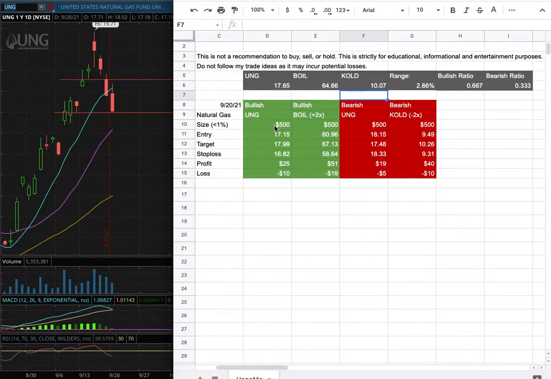My long entry is at $17.15, and that is this range there. My sell target is at $17.99. My stop loss is at $16.82.